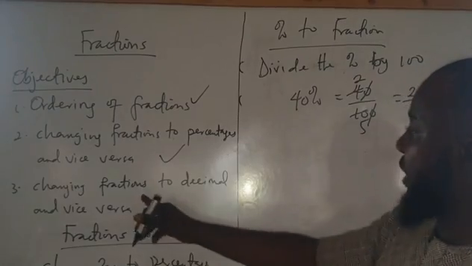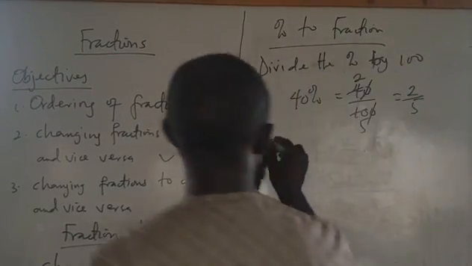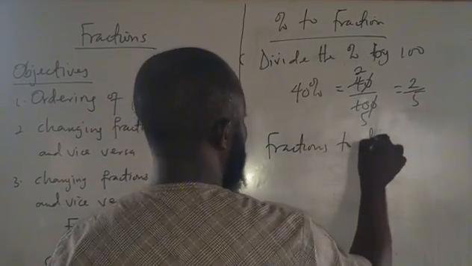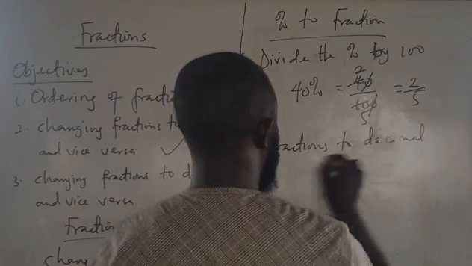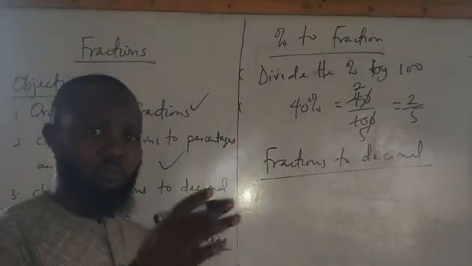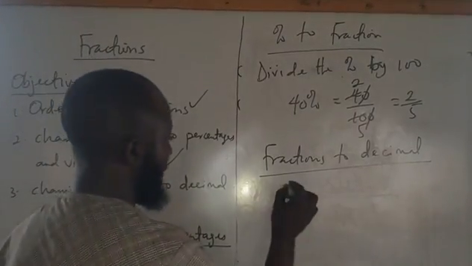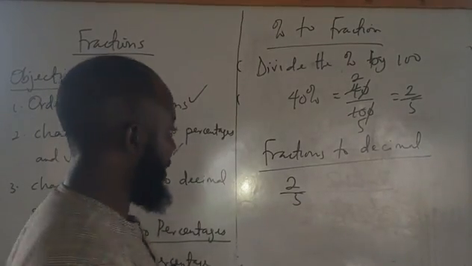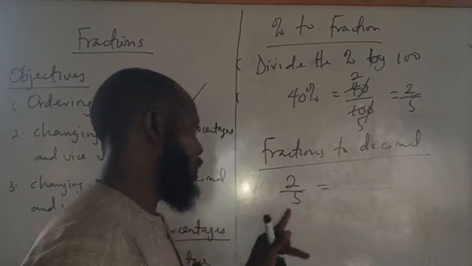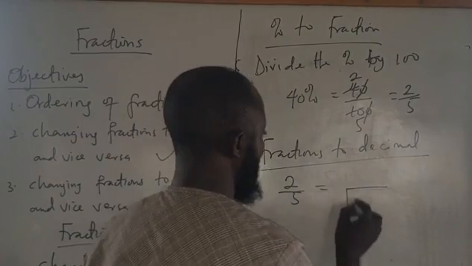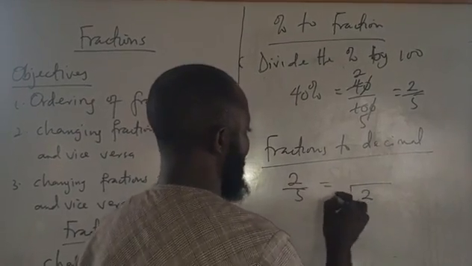Then changing fractions to decimal. When you are changing fractions to decimal, you just use the long division method. For example, we have 2 over 5 and we want to change it to decimal. What are we going to do? We are going to use the denominator to divide the numerator. So let's use the long division method. We have 2 here, we have 5 here.